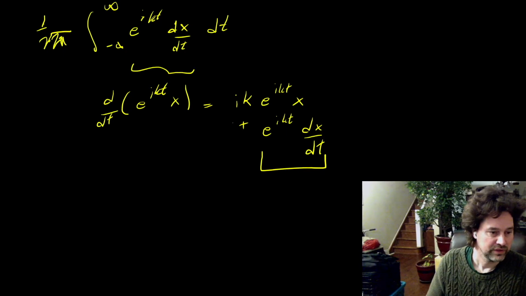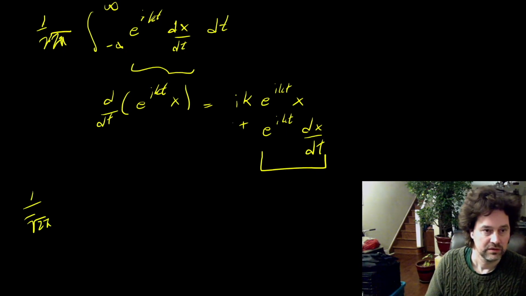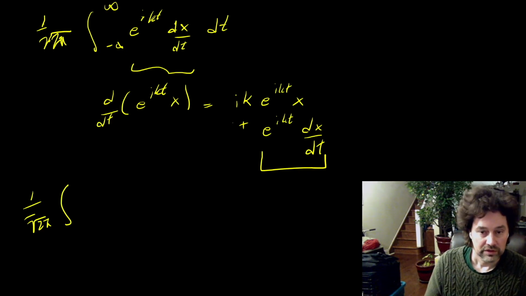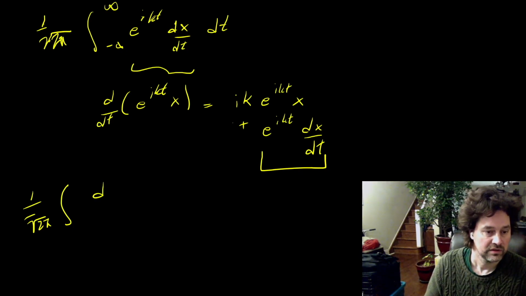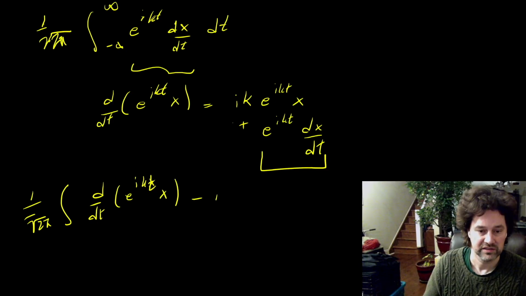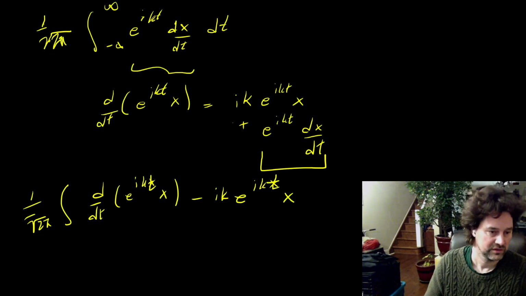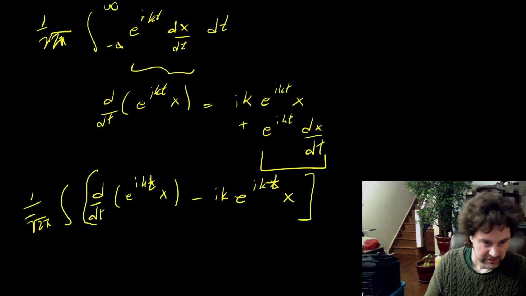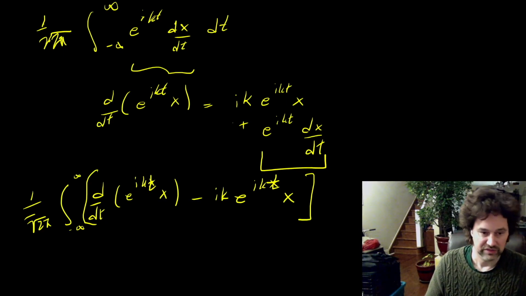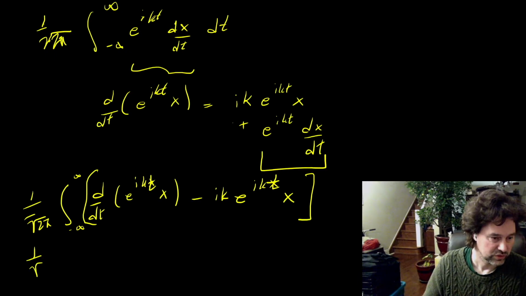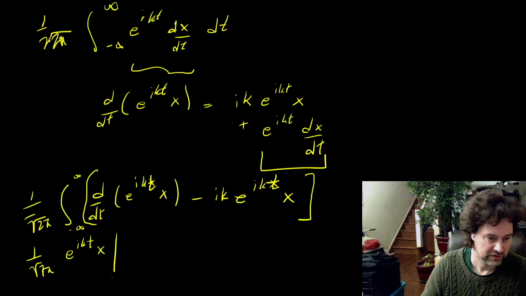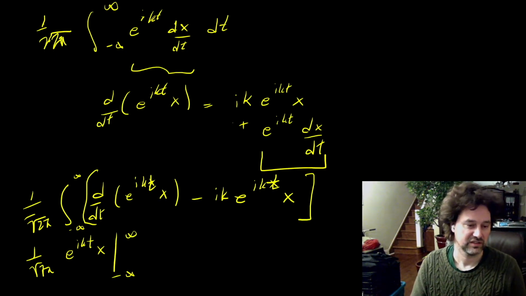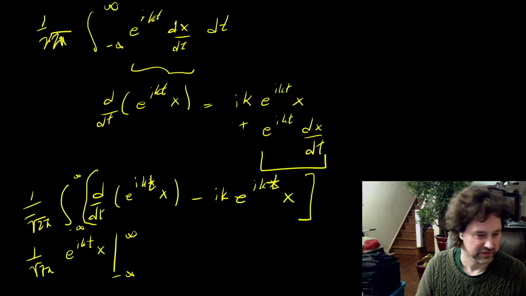So plugging that in, we have 1 over root 2 pi integral. So e to the ikt dx dt is d dt of e to the ikt x minus ik e to the ikt x. And so we have the integral of the derivative. So we just have to evaluate this across the boundary. So that term becomes 1 over root 2 pi e to the ikt x between minus infinity and infinity. And we assume that x is Fourier transformable, so it vanishes on the boundaries of the integral.